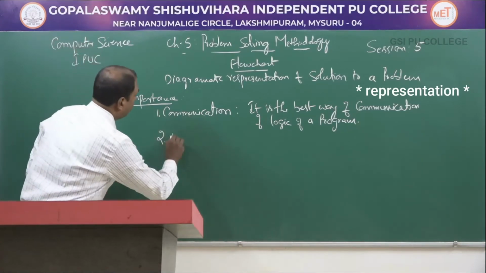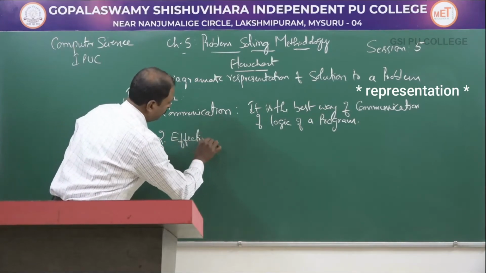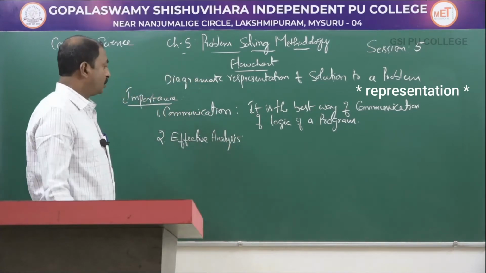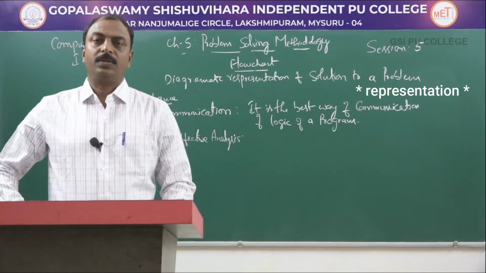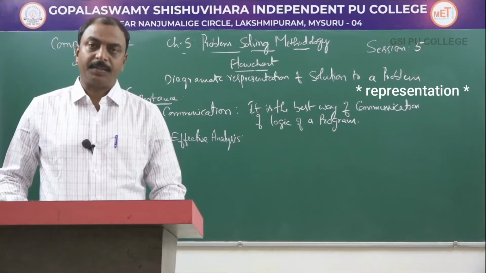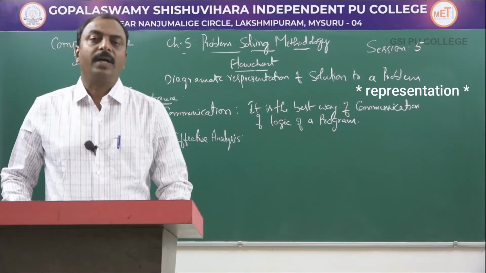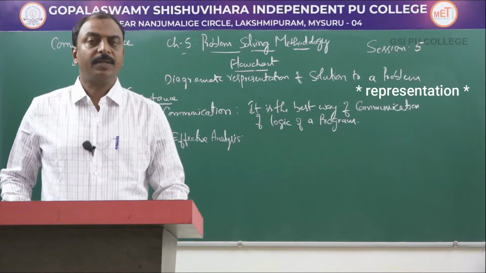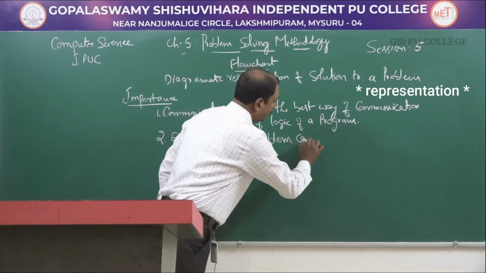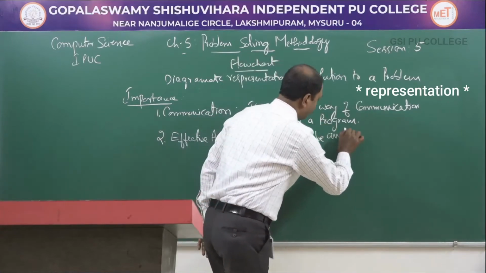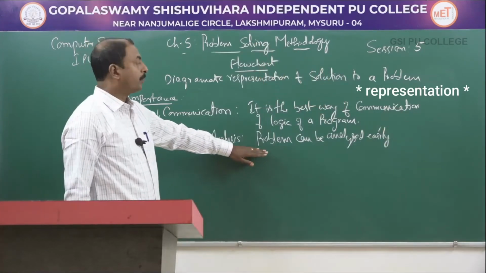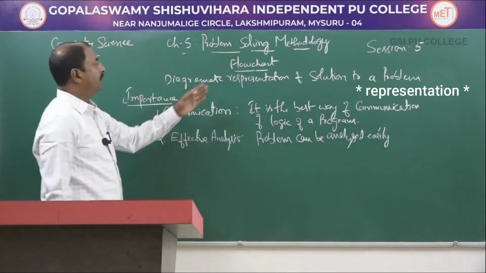Second point is effective analysis. Students, you know what is problem analysis. In problem analysis, you have learned how to analyze the problem by looking at the input, type of data, and what is the output, and some additional information. We had discussed that in my previous session. Similarly, with the help of flowchart, a problem can be analyzed easily.